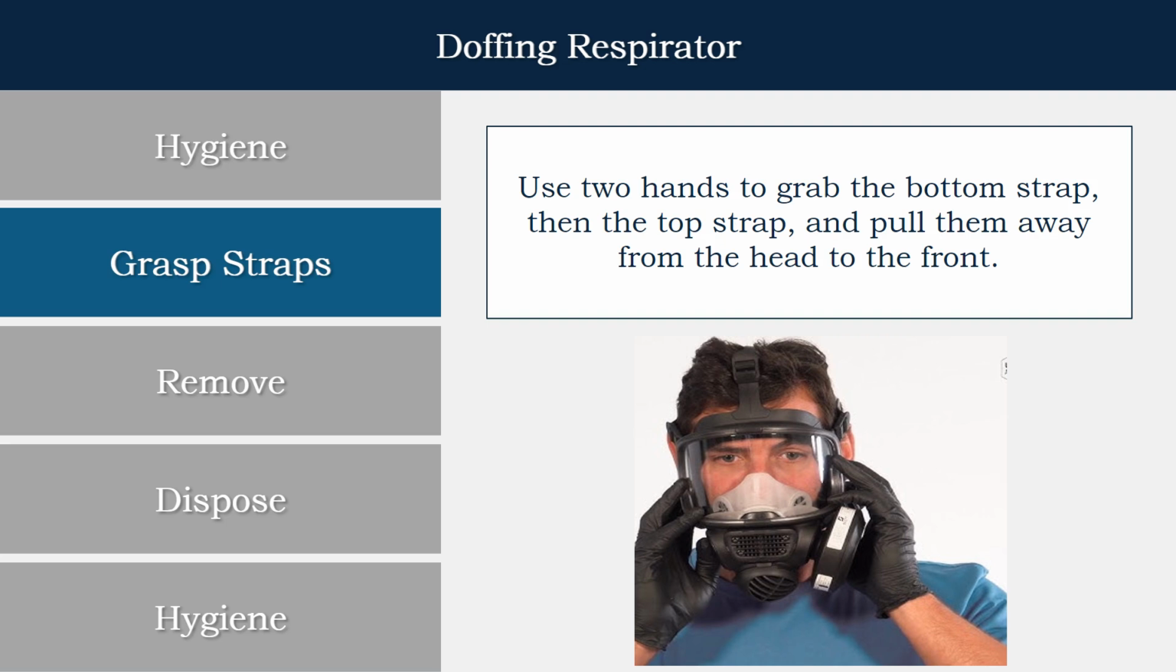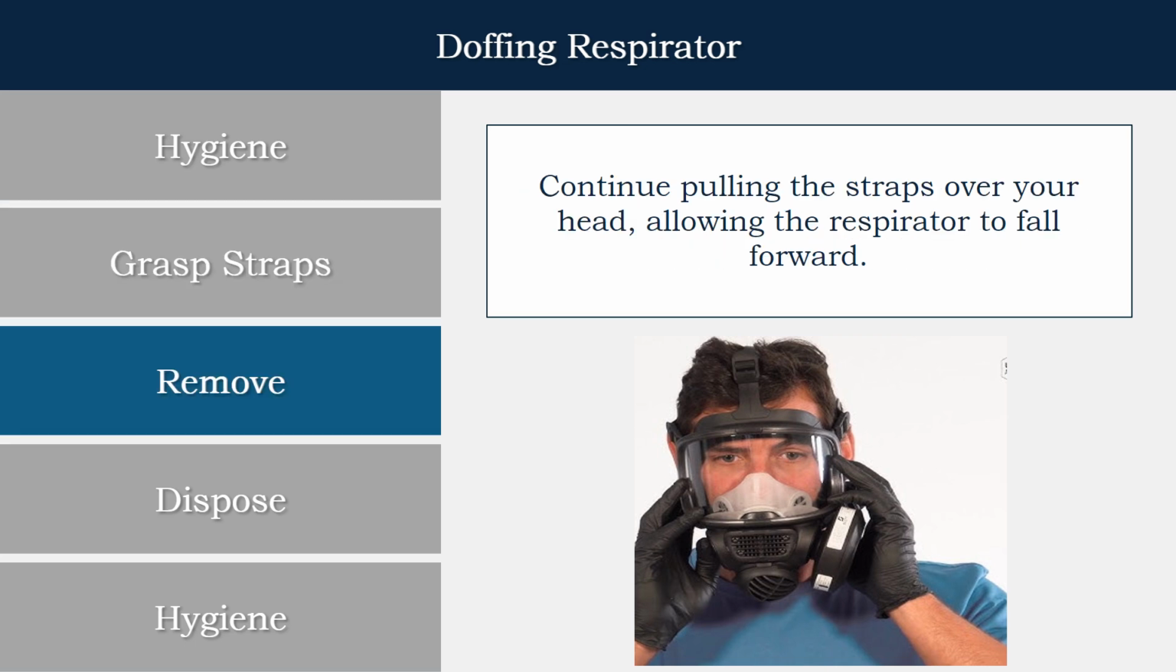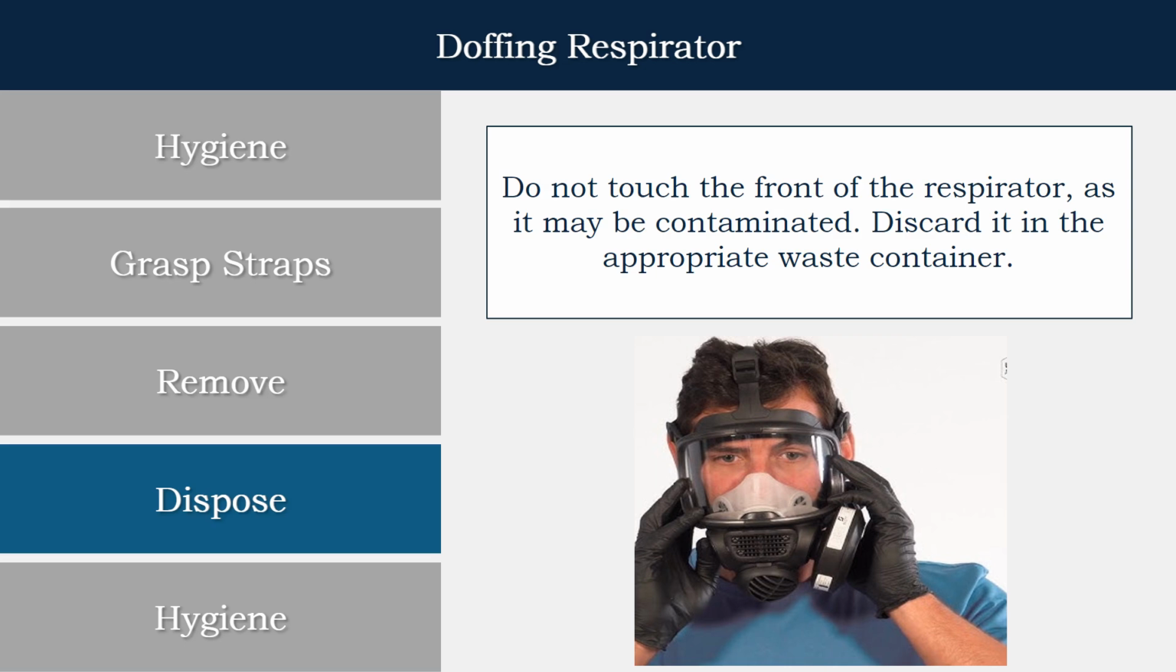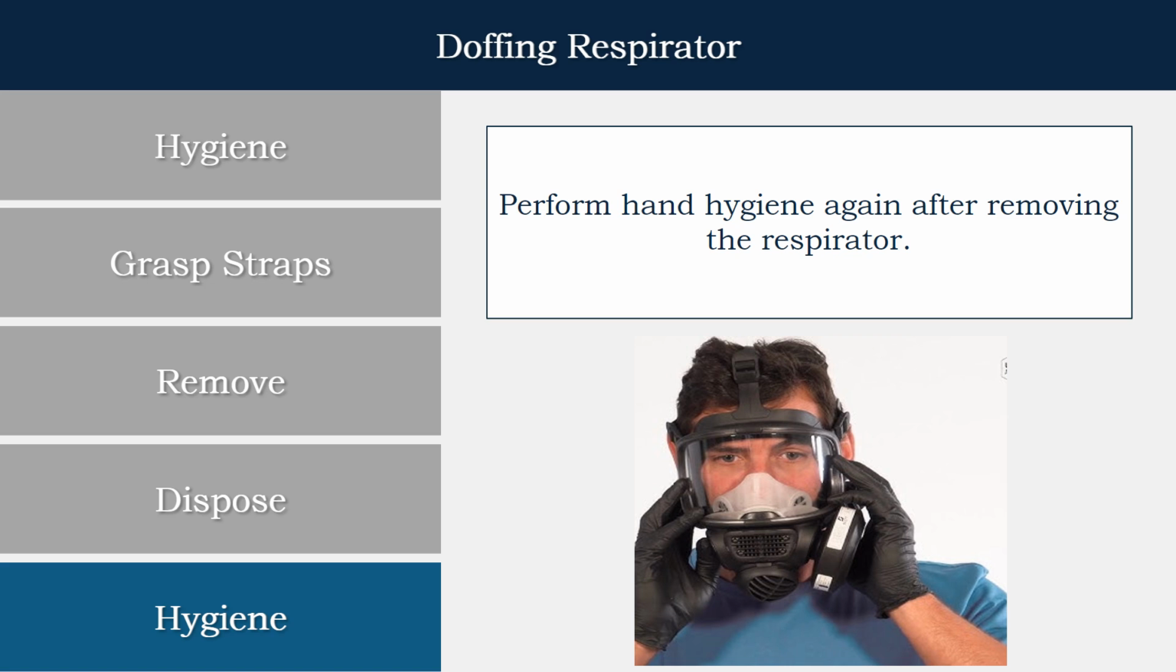2. Grasp straps. Use two hands to grab the bottom strap, then the top strap, and pull them away from the head to the front. 3. Remove. Continue pulling the straps over your head, allowing the respirator to fall forward. 4. Dispose. Do not touch the front of the respirator, as it may be contaminated. Discard it in the appropriate waste container if it is a single-use device. And 5. Hygiene. Perform hand hygiene again after removing the respirator.